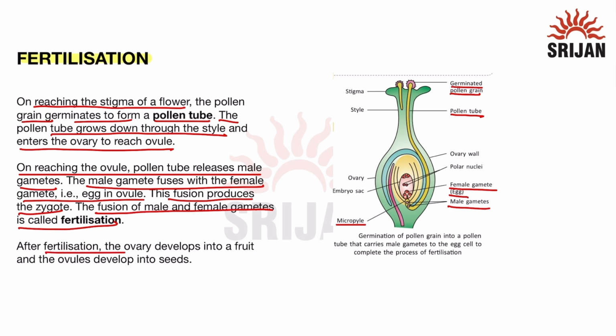Now, after fertilization, the ovary will develop into a fruit and ovules will develop into seeds. So when fertilization takes place, the zygote will be formed, and the ovary will change into fruit and the ovules will change into seeds. Now, we can see in this figure that the embryo sac is also present. The ovule consists of the embryo sac, which consists of the female gamete, and it also consists of two nuclei which are known as polar nuclei.